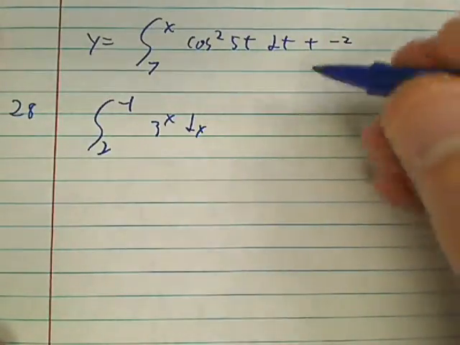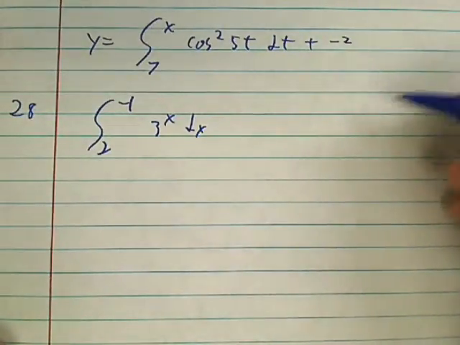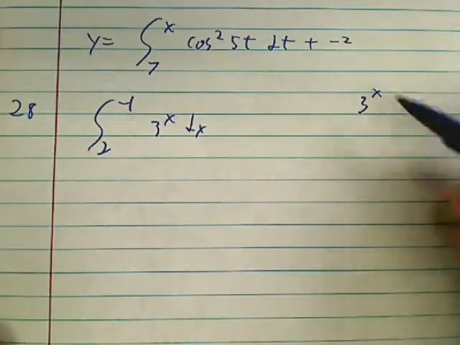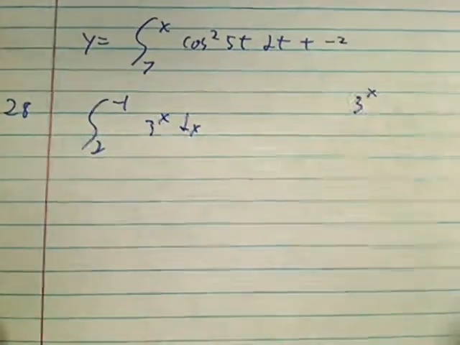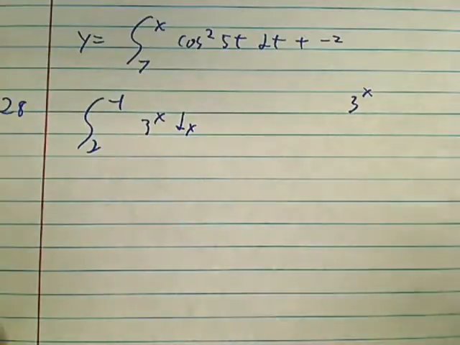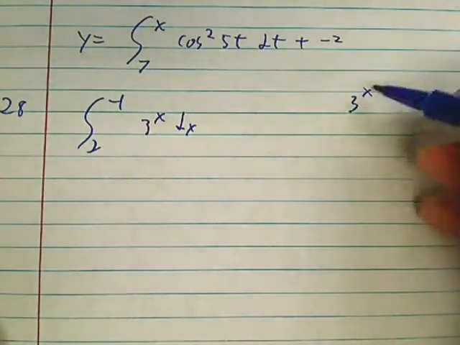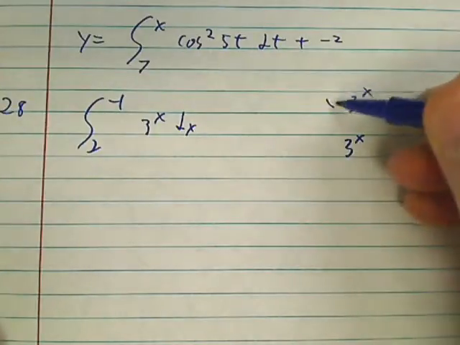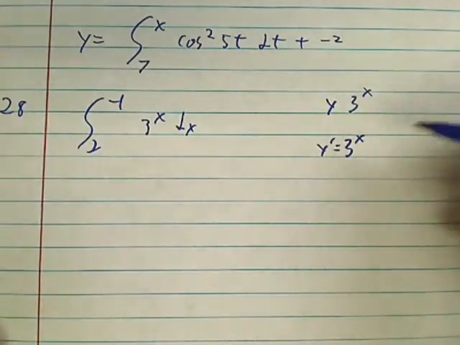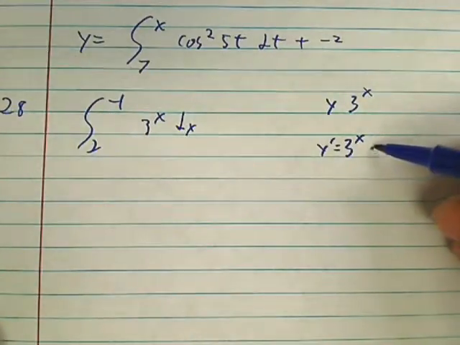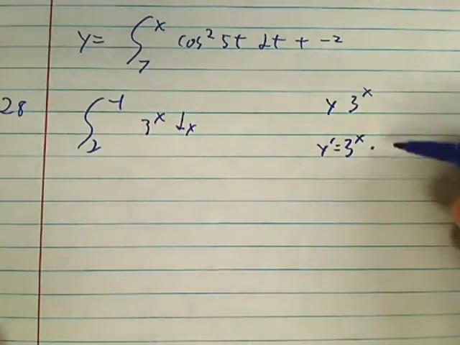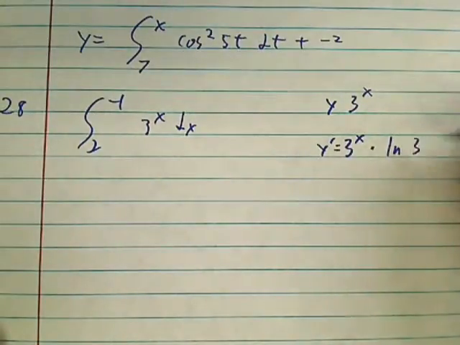So let's say my original function might have been, well, this is a power, right? If I had 3 to the x power, what is the derivative of that? Because I know when I have an exponent, y prime equals 3 to the x power times the natural log of whatever your base is, so the natural log of 3.